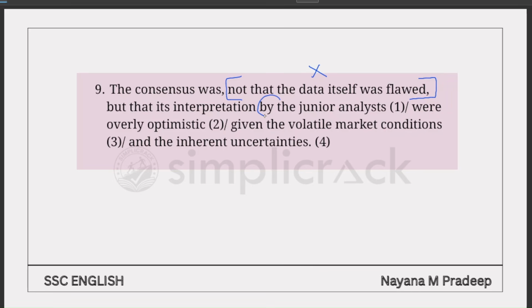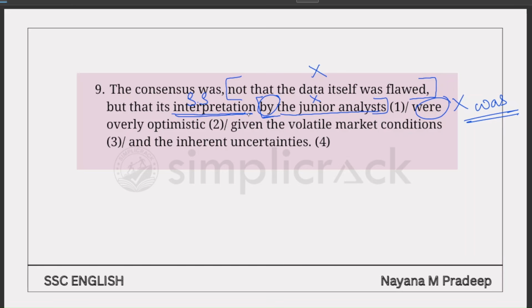Now here, but that its interpretation by the junior analysts. Here again, you see a prepositional phrase, because here you say preposition by and then you have the object for that. So this is a prepositional phrase. This also gives you more information about the subject, interpretation. So the consensus was that its interpretation was overly optimistic. Why? Because interpretation is a singular subject. You have to use the singular verb along with that.